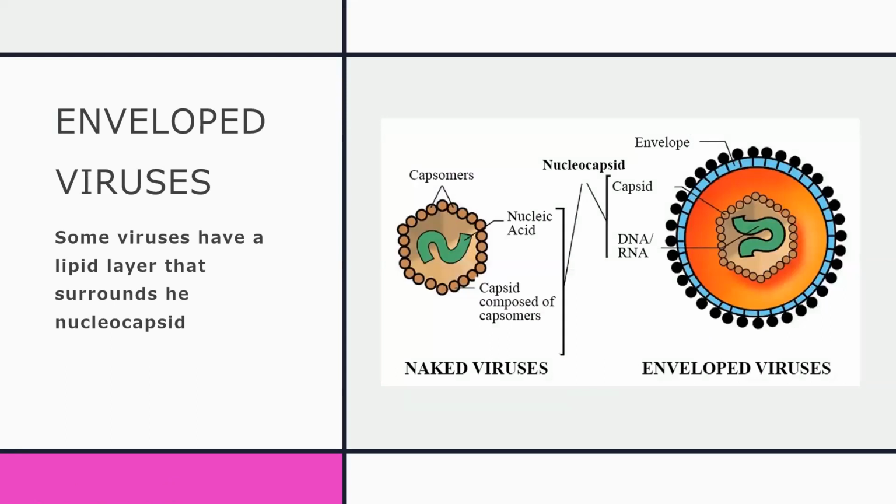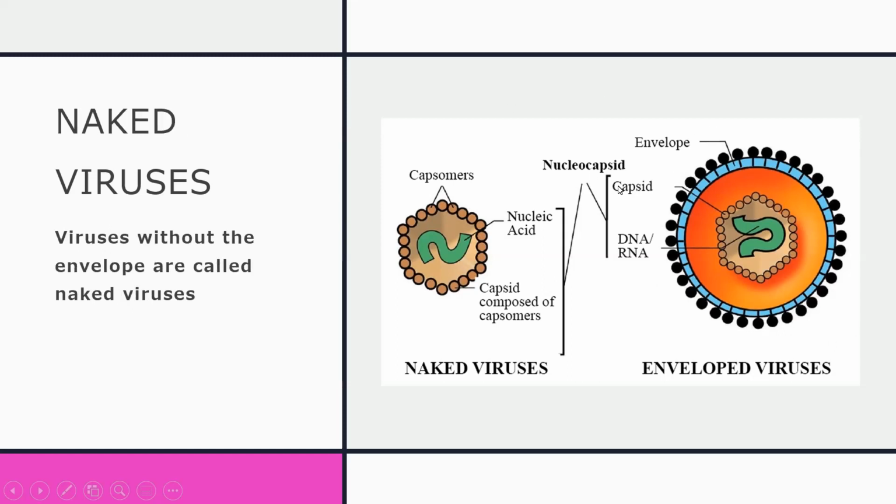Now, some viruses have a lipid layer that surrounds that nucleocapsid, right? So here we see our capsid with our nucleic acid genome in here. But over here, that is actually surrounded by this lipid layer. This is called an envelope. And so this is called an enveloped virus. On the other hand, a non-enveloped virus is called a naked virus, right? And so if you just have a nucleocapsid with no lipid layer around it, you're a naked virus. But if you have that lipid layer, you're an enveloped virus.